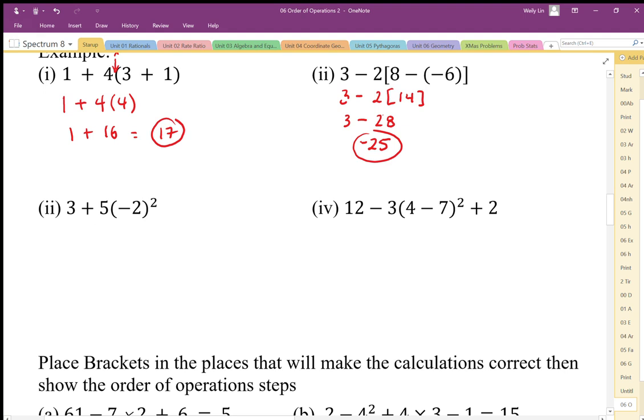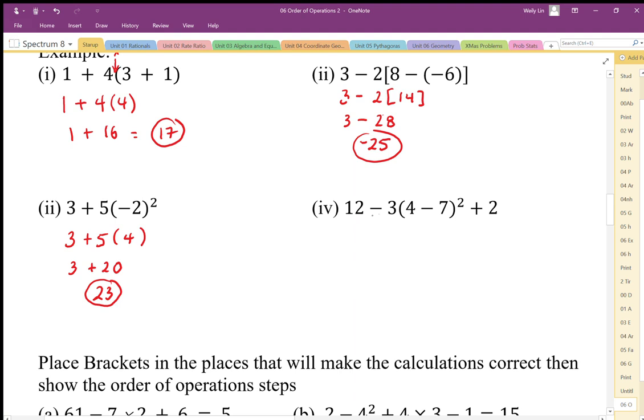So here we have exponents first. So we're not going to multiply this together. We have to apply the exponents first. So I do 3 plus 5 times negative 2 times negative 2, which gives me the positive 4. I'm going to do the multiplication before I do the addition. So I get 3 plus 20. So I end up with an answer of 23.